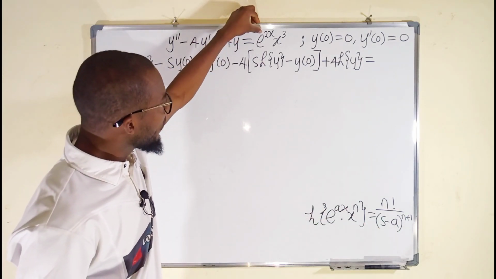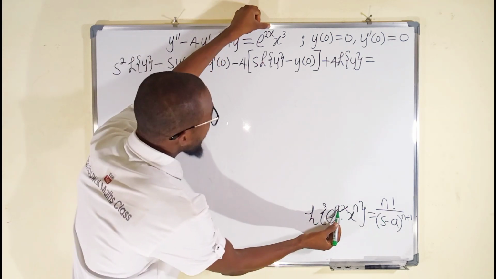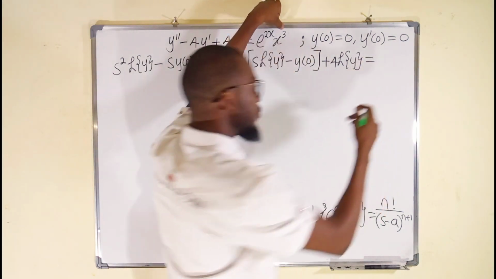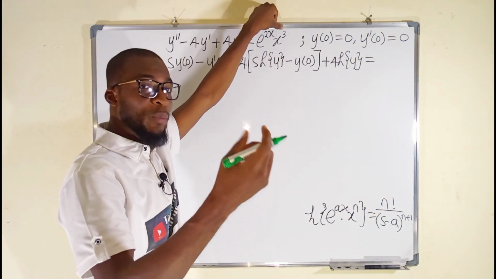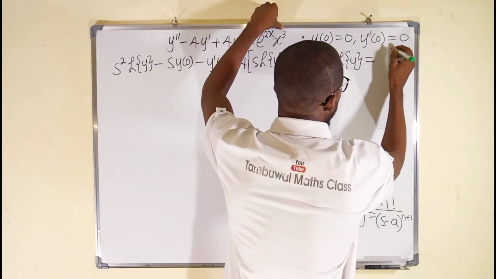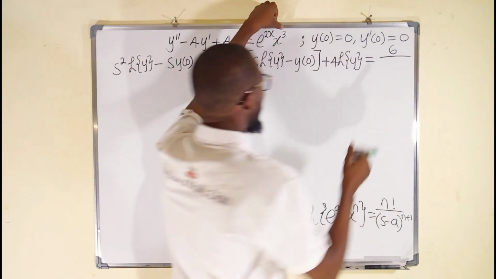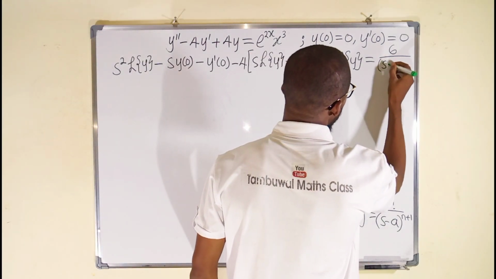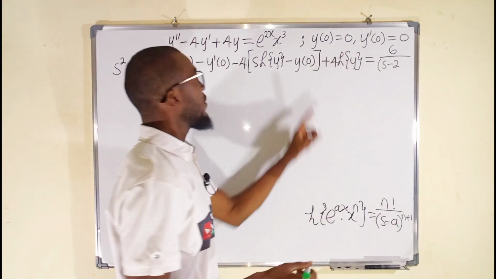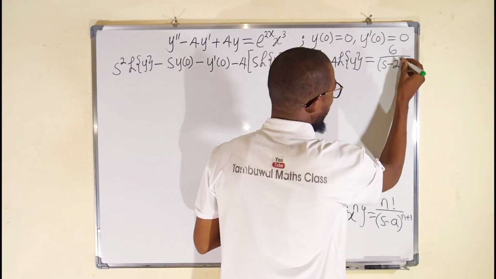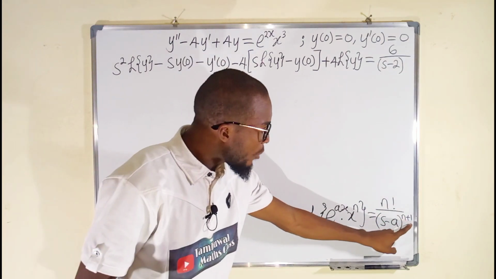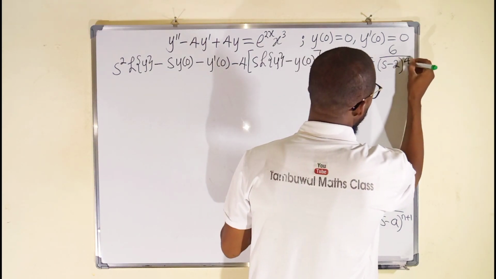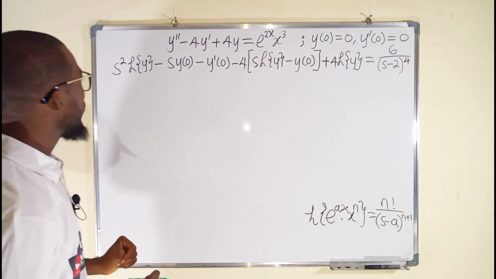Therefore, the Laplace transform of e to the 2x times x cubed, where our a here is 2 and our n here is equal to 3, we have 3 factorial, which is the same thing as 3 multiplied by 2 multiplied by 1, which is the same thing as 6. So we have 6 here, divided by s minus a. We have s minus 2 because a is equal to 2 here, raised to the power of n plus 1. Our n is 3, plus 1 equal to 4. So we have 4 here. This is still useful. Let's continue.